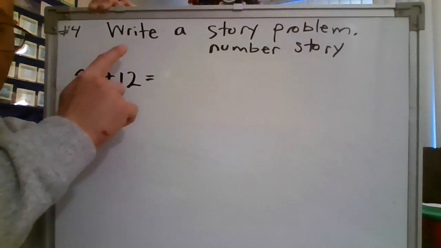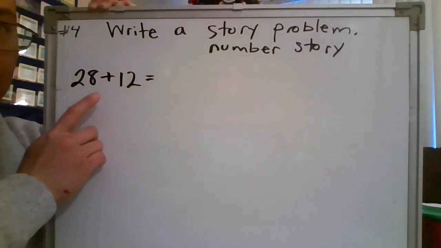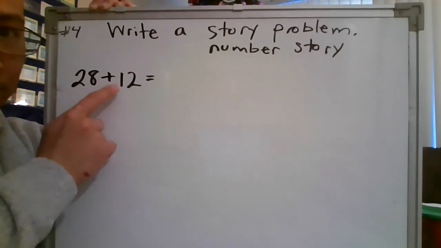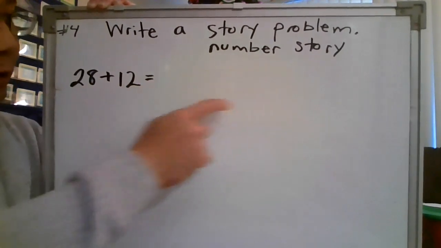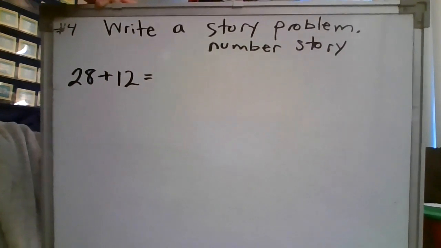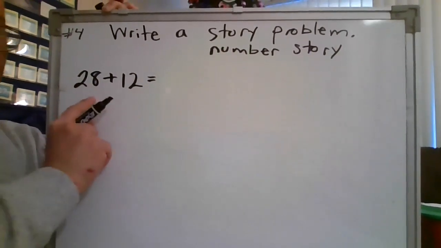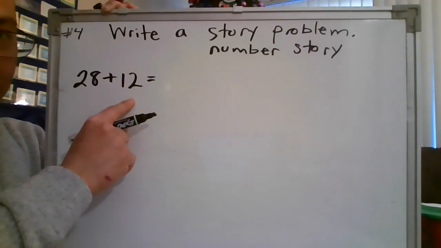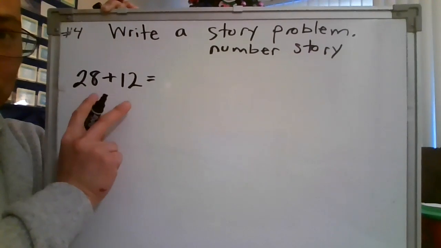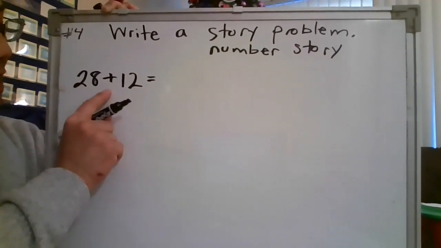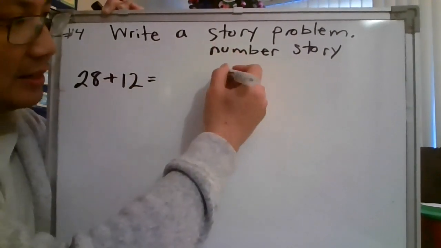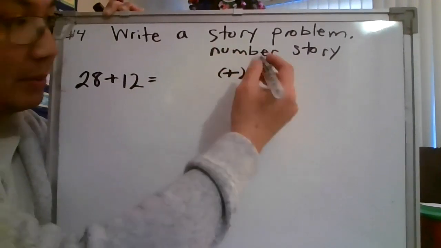Now, sometimes when we write a story problem or a number story, our numbers are going to change. And in this case, 28 plus 12, we have to figure out what happens when numbers come together or combine. Right here, I have 28 of something plus 12 is going to become a number. So my number is increasing because two of them are combining or joining. And when I see the symbol to add, this means there will be more of it.